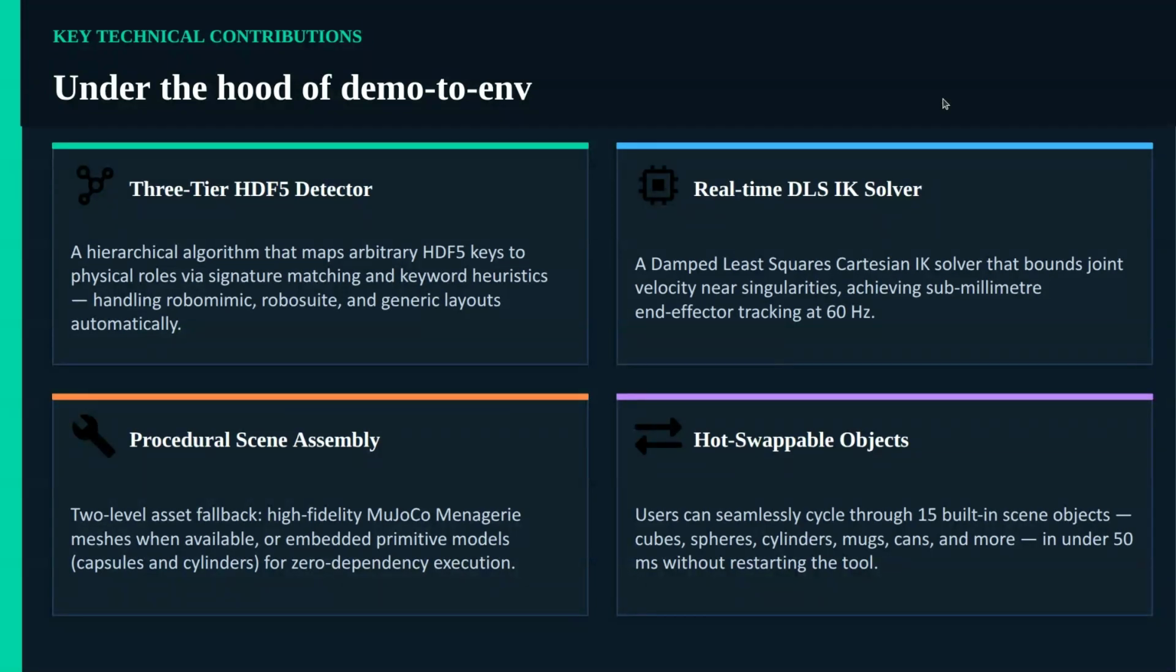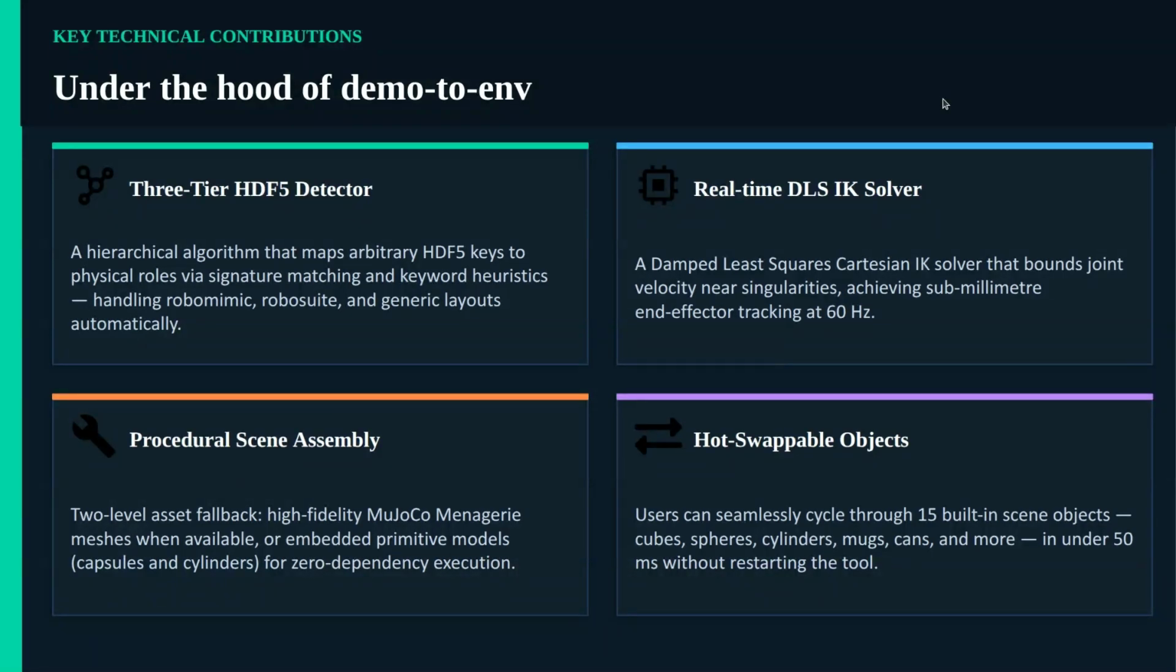So first script is our HDF5 detector. It's an algorithm which maps arbitrary keys to their physical roles. It is done using keyword matching, and using keyword matching we find the observations and the actions, the joint control, the joint position, the end effector positions, and we map it to the right physical roles. Hence we have a detector that detects all the right variables, and we have a summary of our HDF5 data file. It also extracts the metadata, all the details of the environment and the objects, and it's able to build a scene out of it.